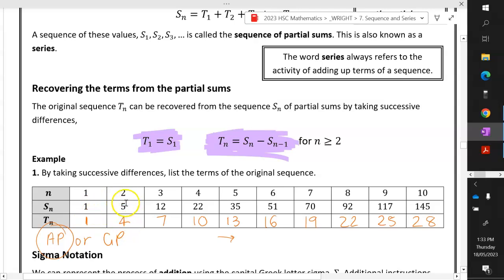So if we get this sum of 5 and we take away the previous sum, we're going to get the term that matches up with that sum. So 5 minus 1 is 4. And likewise, the sum to 3, take away the sum to 2, would give us our term 3. And that would give us 7. And we can do that along each of our different positions to get our term value. What you might notice is after a few of them, we can actually work out the pattern, and we're actually adding on 3. So in this case, this is an AP, our terms here.